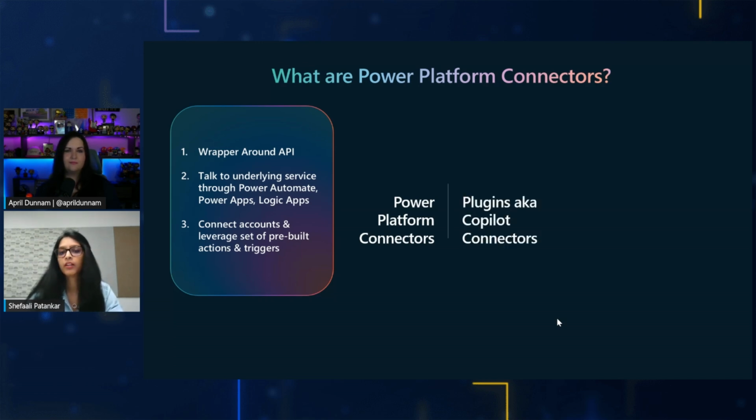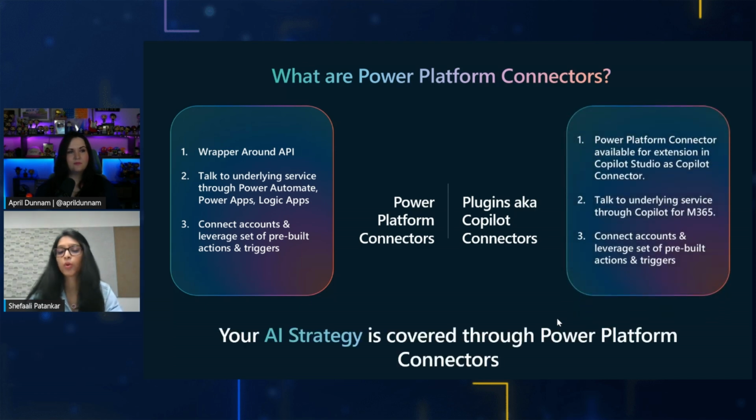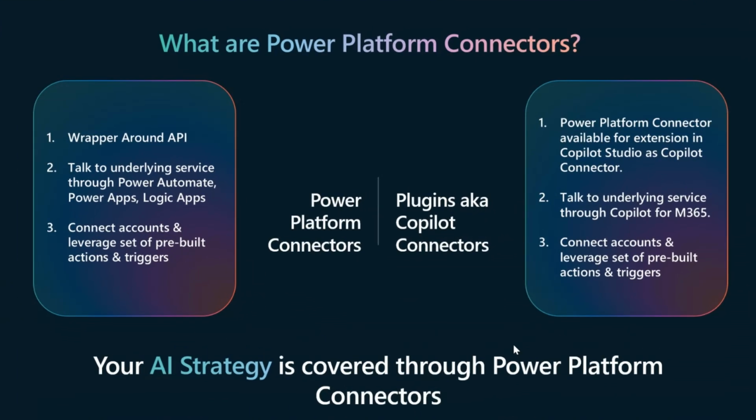So now when you extend that in Copilot Studio as plugins or Copilot connectors, what happens is that these Power Platform connectors are available to speak with Copilot for M365 also. So all the actions and triggers that you already have in your Power Platform connector can be utilized within Copilot Studio as chat experiences, where you can toggle your particular plugin to extract the data or render the data that you need from your API. So basically, your Power Platform connectors are instantly translatable to the AI world by utilizing them in Copilot.